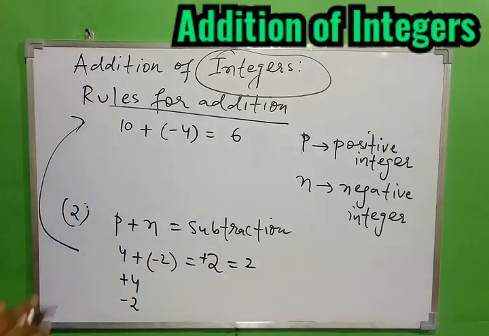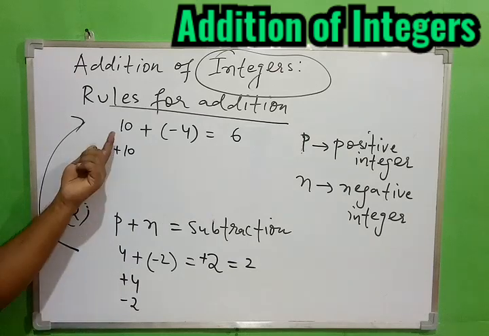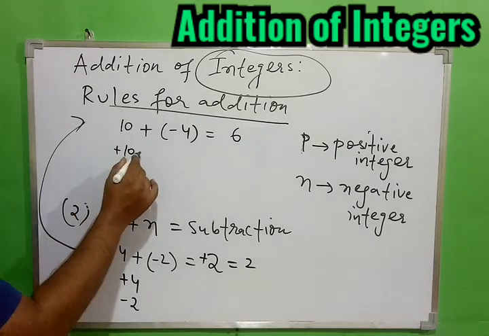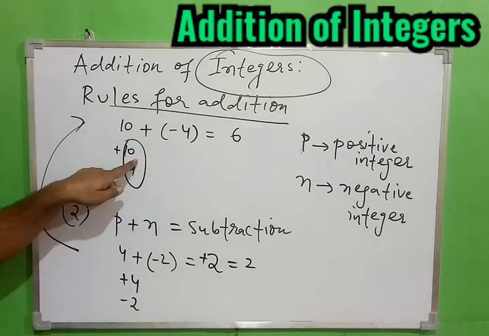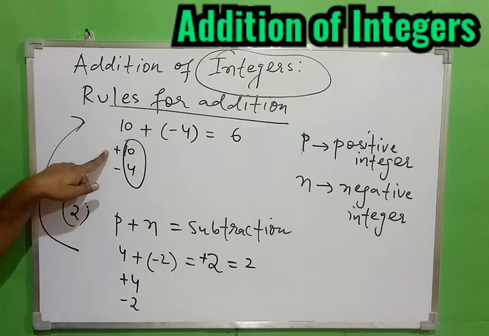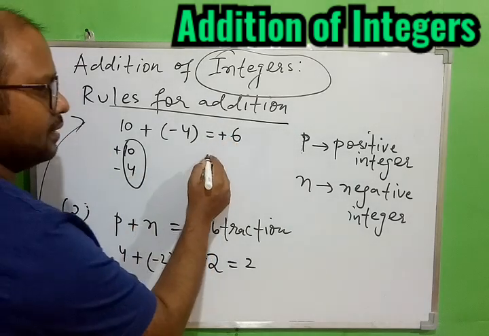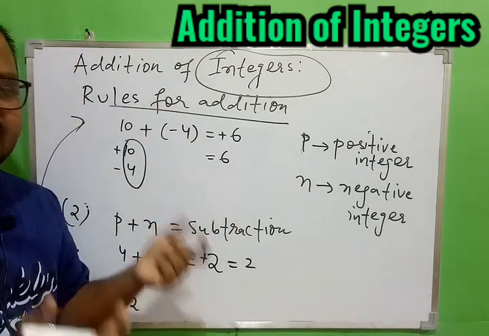Now in front of 10 we have a positive sign because there is nothing, and here we have 4, in front of 4 we have a minus sign. Now if you compare 10 and 4, which one is greater? 10. In front of the greater number, what sign do we have? Positive. So the final answer will be positive. All this can be directly written as 6, because if we just write 6, it means plus 6.